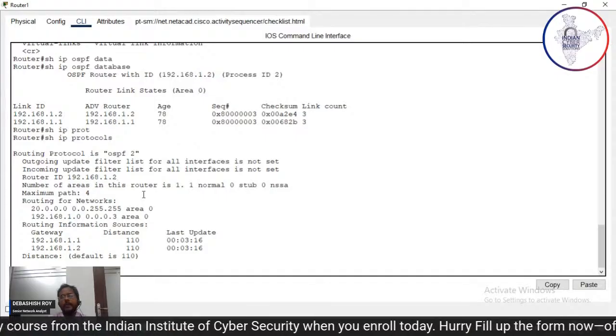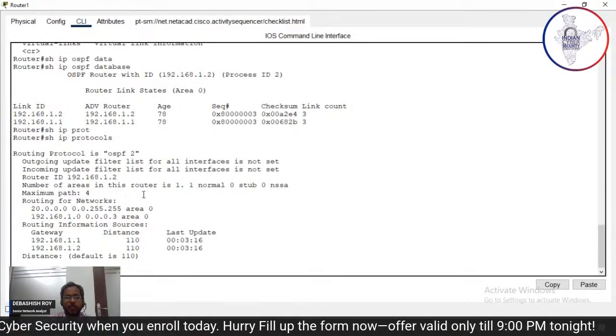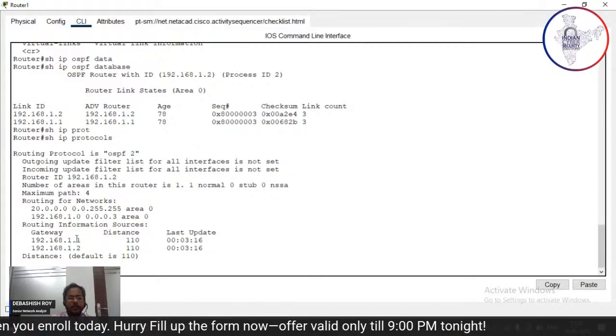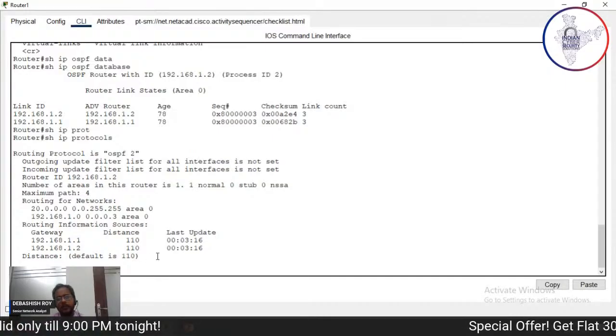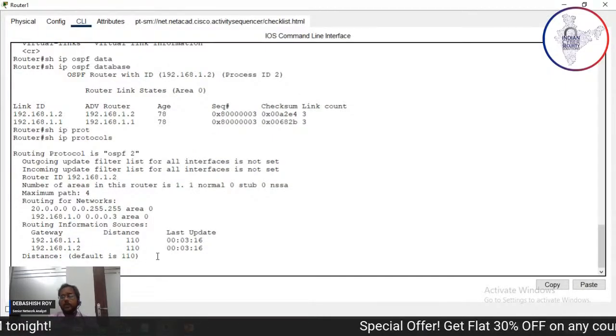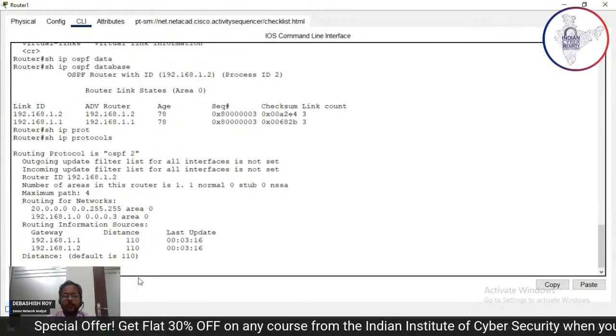It doesn't do load balancing on unequal cost paths like EIGRP. That is the difference also. And it's routing for these networks, and it has the routing information sources, and it has the AD 110, so the administrative distance is 110 by default. So you have a lot of information, every piece of information about the OSPF routing protocol that is running on your router, and these commands are very vital for troubleshooting as well.